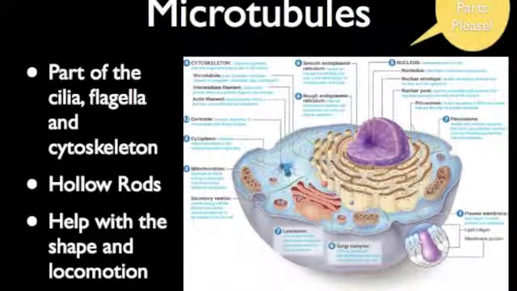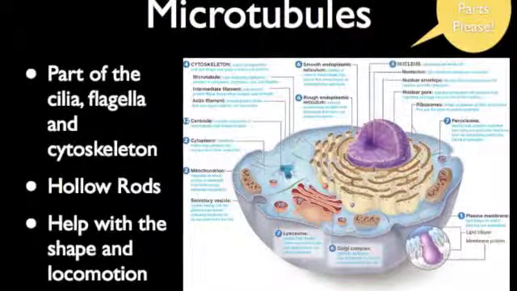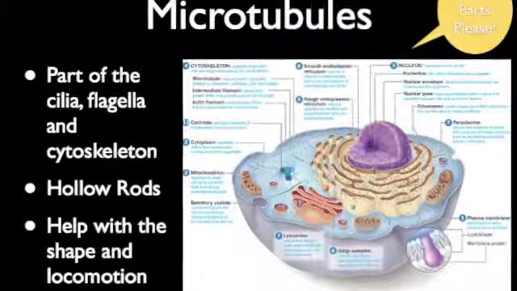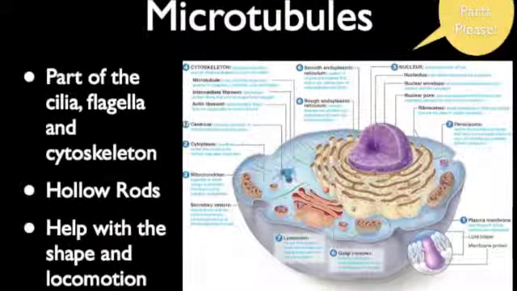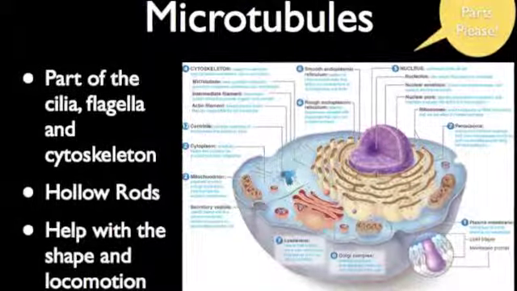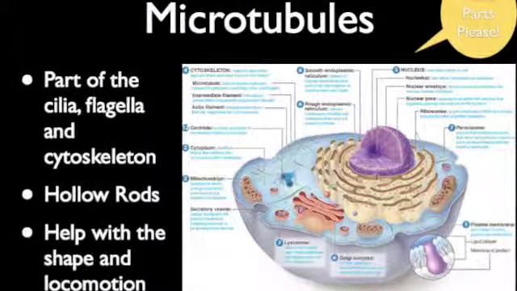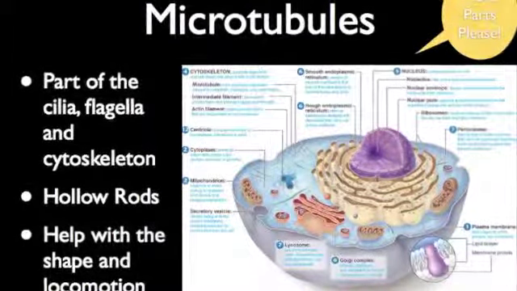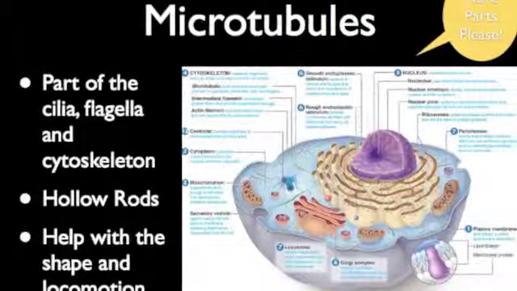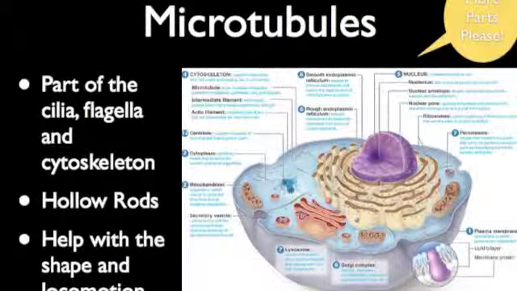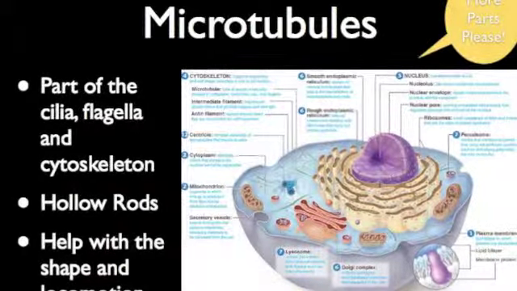Microtubules have two different components. They are components of the cilia and flagella as well as the cytoskeleton of a cell. Microtubules are hollow rods that help give a cell its shape and can also aid the cell in locomotion and the transport of materials through the cell.